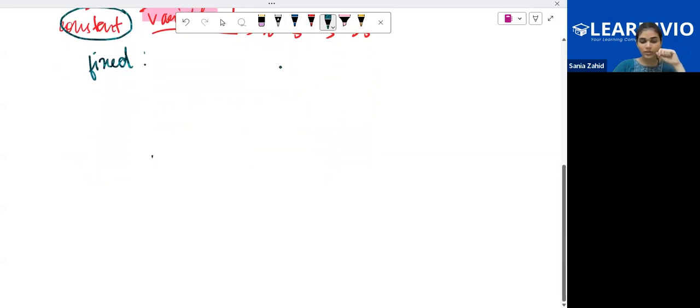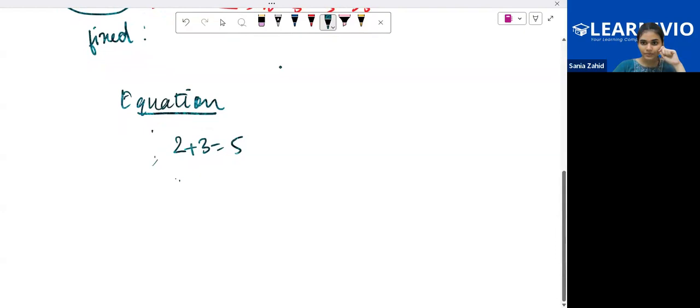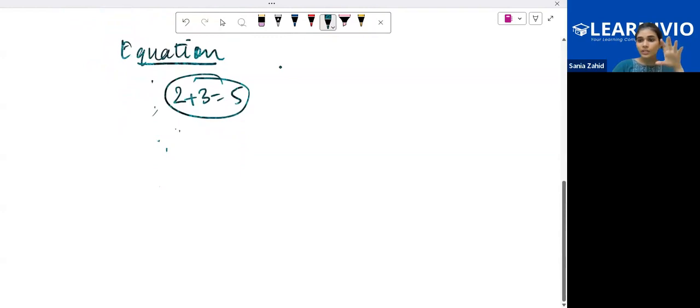Now we shall be studying what is the meaning of an equation? An equation is formed by variable. Without variable, it cannot be formed. If I write 2 plus 3 is 5, is this not an equation? Because we need a variable after 2. No, this is also an equation. Equation means a mathematical statement which should be correct. That is an equation, right?